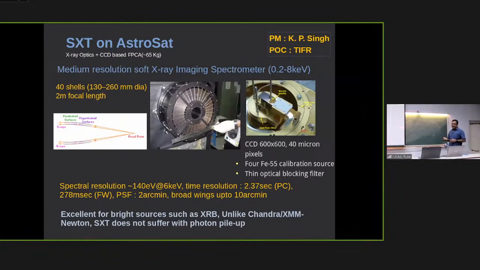So the imaging quality is not great here in SXT. But this telescope focuses onto the detector, again a CCD detector, which is 600 by 600 pixels. The size of the pixels is 40 micron. There are some other technical details which we cannot go into. This CCD is read out every 2.37 seconds, and whichever photons are detected in individual pixels are read out.